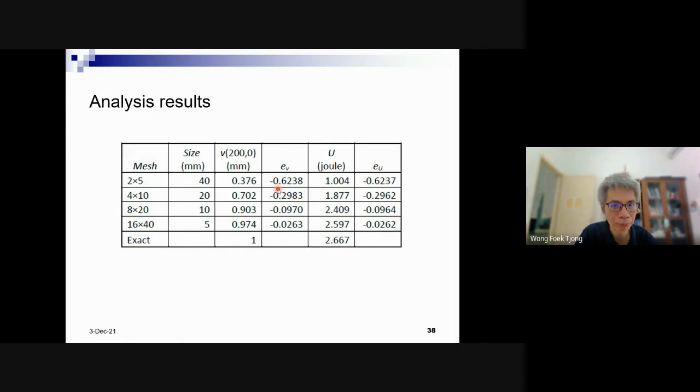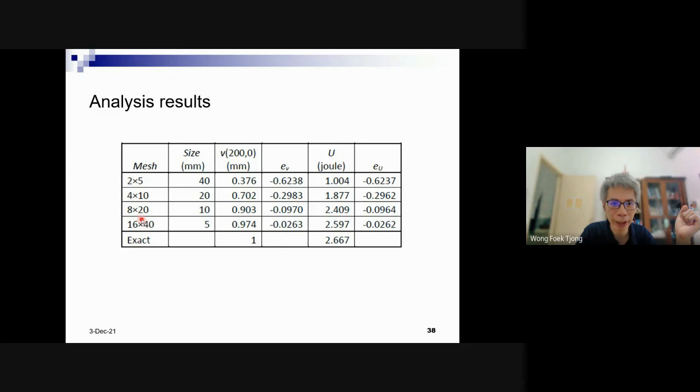What should we do if we want better results? We should use a finer mesh. I just divide by 2 for each side. This becomes 4 by 10, and the result is better, closer to 1. The error is reduced, also the error in strain energy. I want a better result because 0.7 is still far away from 1.